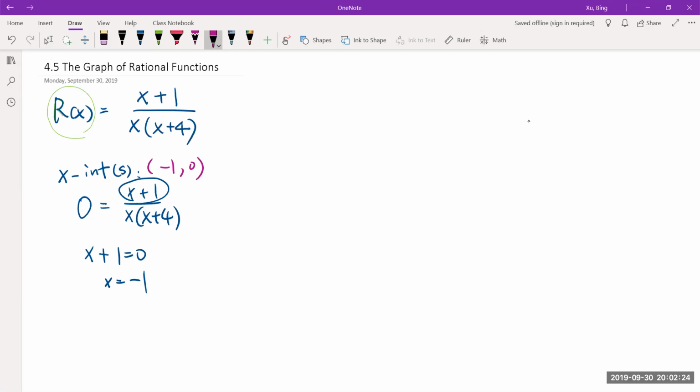Okay, so now Y-intercept. To find Y-intercept, you want to make x equal to 0. So basically you want to look for what is R of 0. So plug in 0 for x: 0 plus 1 over 0 times 0 plus 4. Top is 1, the bottom is 0. 1 divided by 0 is what? Is it 0? It's undefined, right? So what does it mean? It means we don't have a Y-intercept. So no Y-intercept.